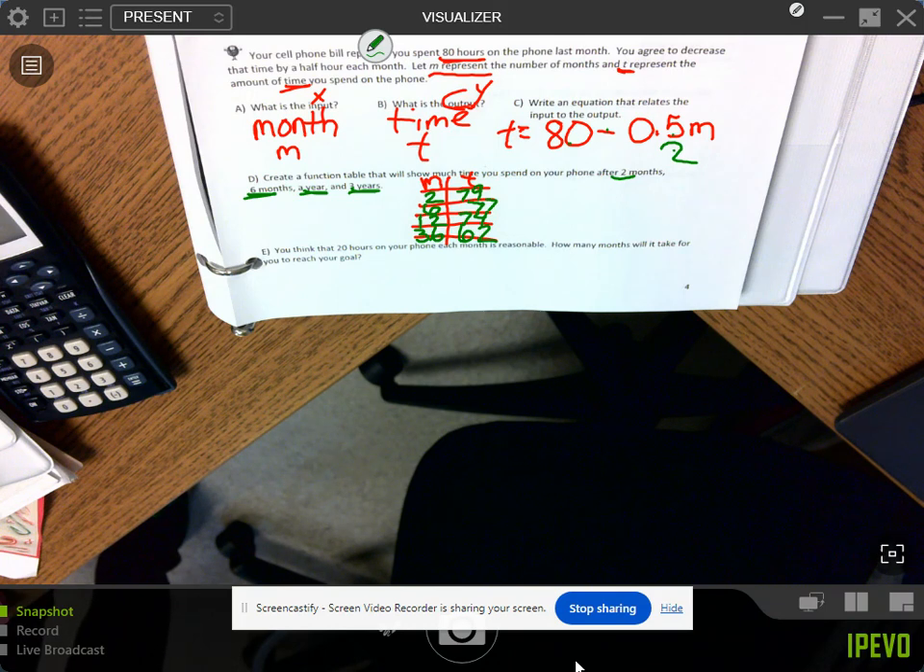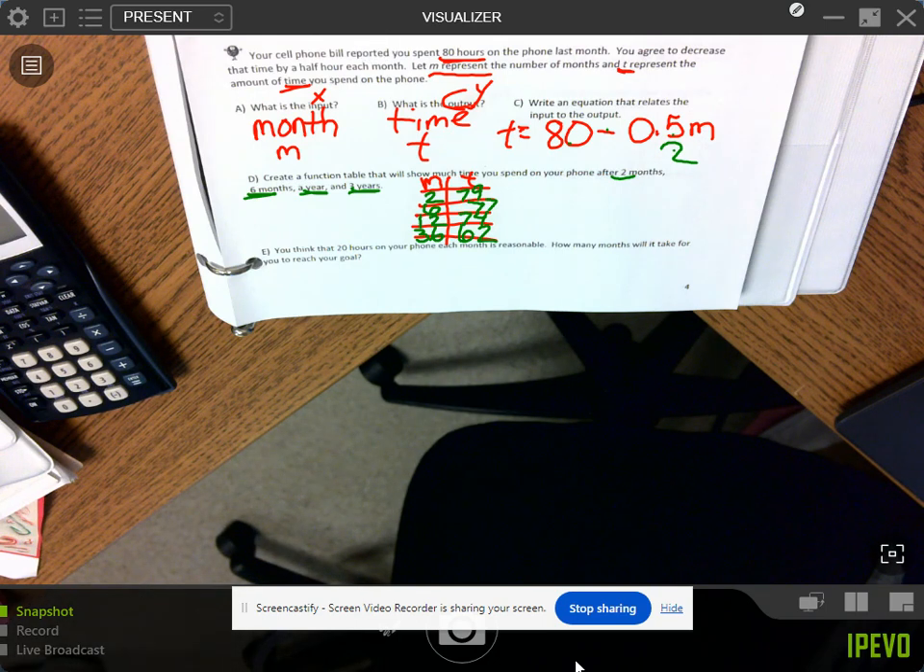If you think that 20 hours on your phone each month is reasonable, how many months will it take for you to reach your goal? What do I have to do to solve this? Matthew? I need to put that 20 hours in for my time. And then I'm going to put my 80 minus 0.5 times m. I need to do my opposite operations. So I'm going to subtract 80 from each side.